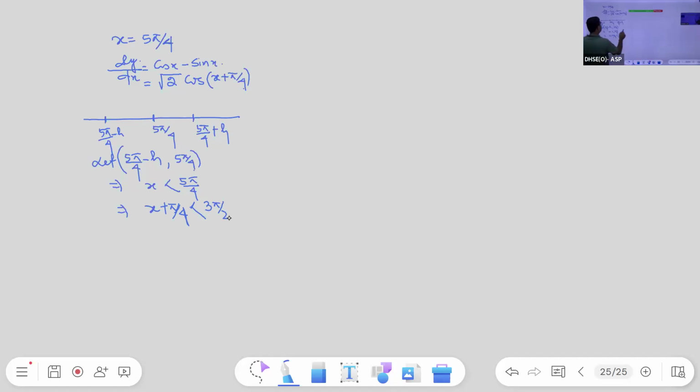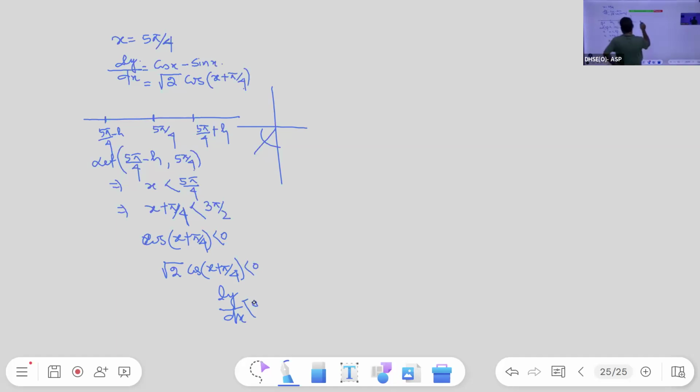So that means 3 pi by 2 means this quadrant, third quadrant, cos is negative. So cos x plus pi by 4 less than 0, or root 2 into cos x plus pi by 4 less than 0. So dy upon dx less than 0. Okay.